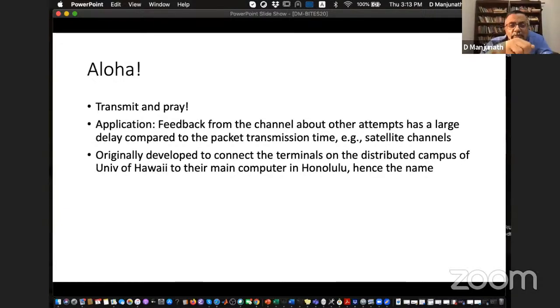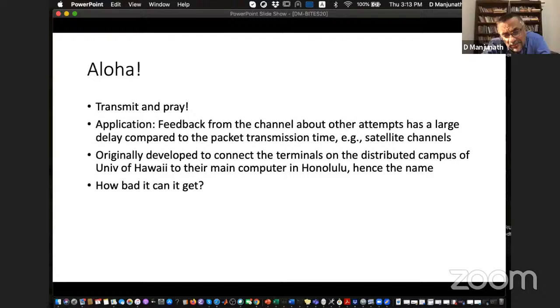It was originally developed to connect terminals on the distributed campus of the University of Hawaii to their main computer in Honolulu. Hence, that's the name. Aloha is a word that says hello or even goodbye in Hawaiian. So that's the origin of this word.